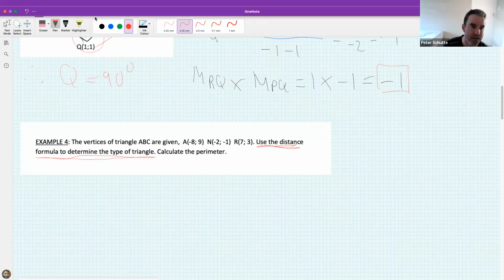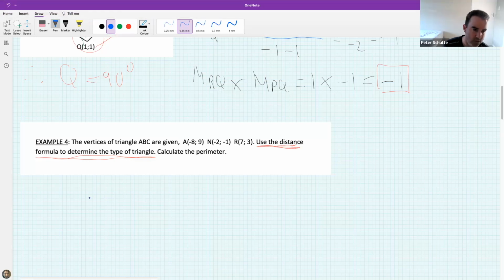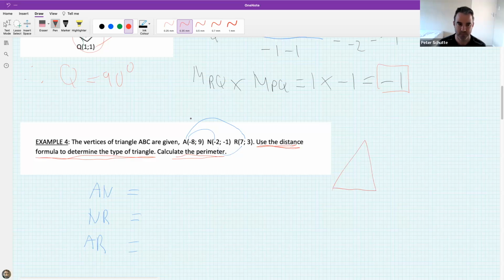So when we talk about the distance formula, what I like to do is write down all the things that I'm trying to find. So if you look at it, there's the distance between here and here, distance between AR, that's the bottom one then, and then NR. So I want everyone to help me find the distance of each of these lines or line segments, and then we're going to try and calculate the perimeter of this triangle. Okay, so off we go.